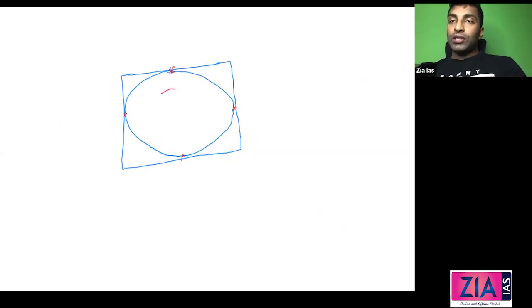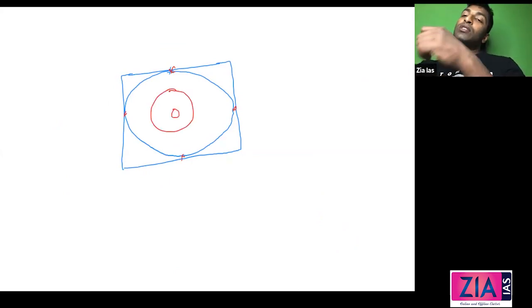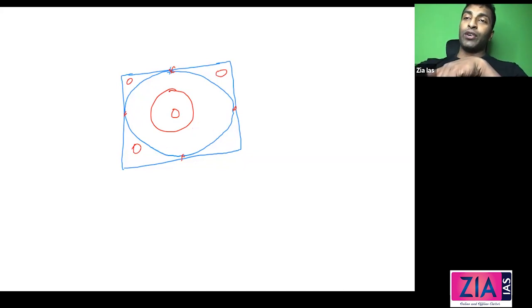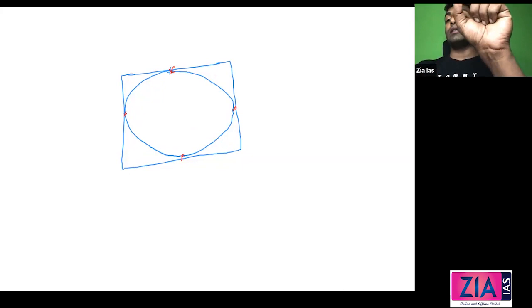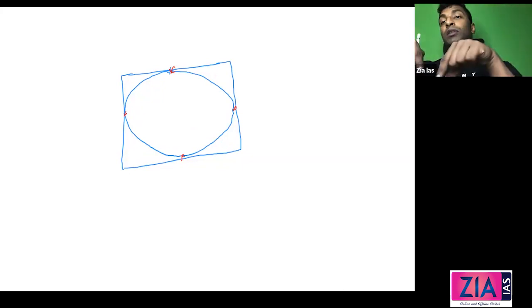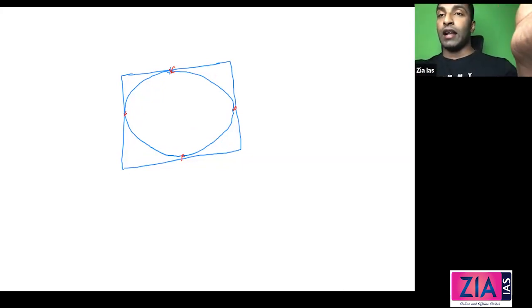I'm not talking about this circle. I'm not talking about how many ways you can place a circle in a square. I can keep it here, here, here, here. Am I talking about any of those cases? No. I'm talking about only and only one case. That is the maximum possible circle which can be inscribed.